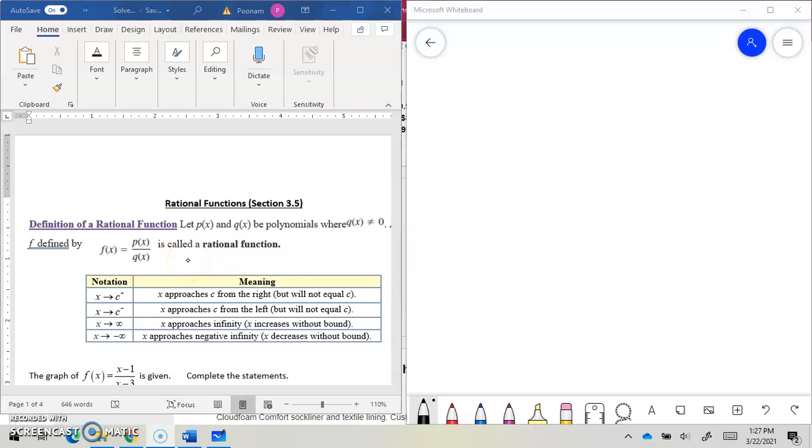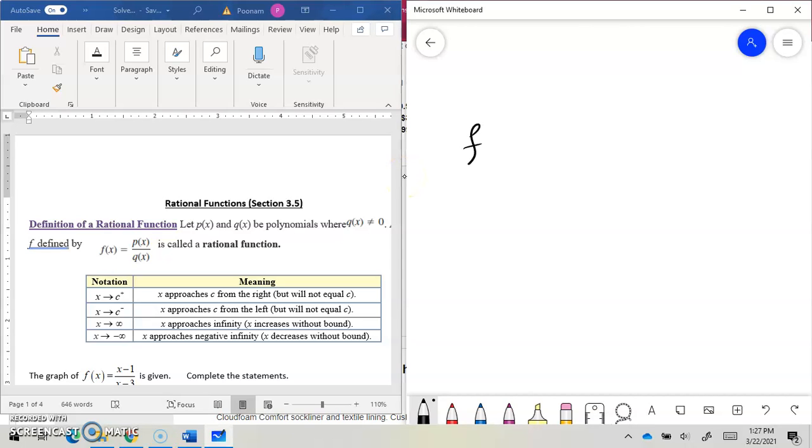Hello, here we have section 3.5. It's about rational functions and their asymptotes. Let's define a rational function. We did work on polynomials until now in this chapter. What is a rational function?